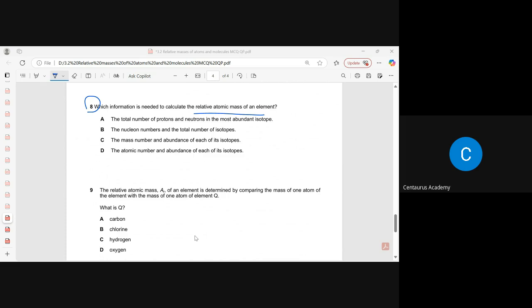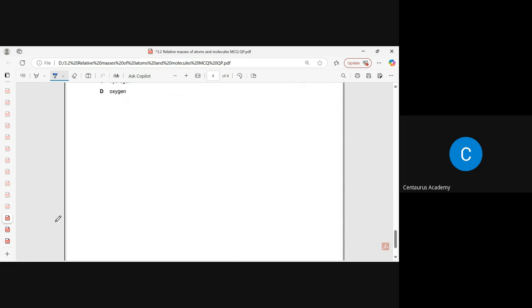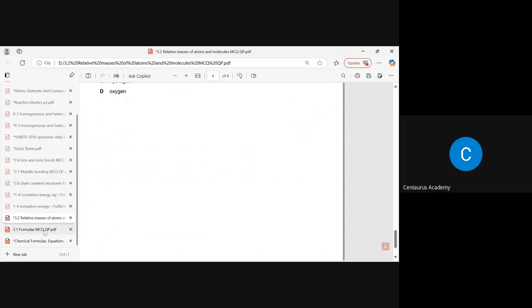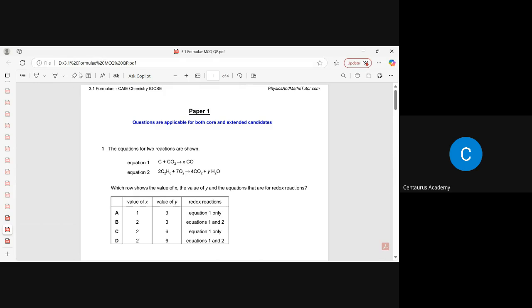Yes, good. C is the correct answer. The mass number and the isotopic abundance. The mass number is required, and for the isotopic abundance, you multiply both of them with their relevant mass numbers, and then you sum it up, and if you have percentage abundance, then divide it by 100 to find out the final answer. Then the next one is, I think, again a repeated question. Let's move on to another one.